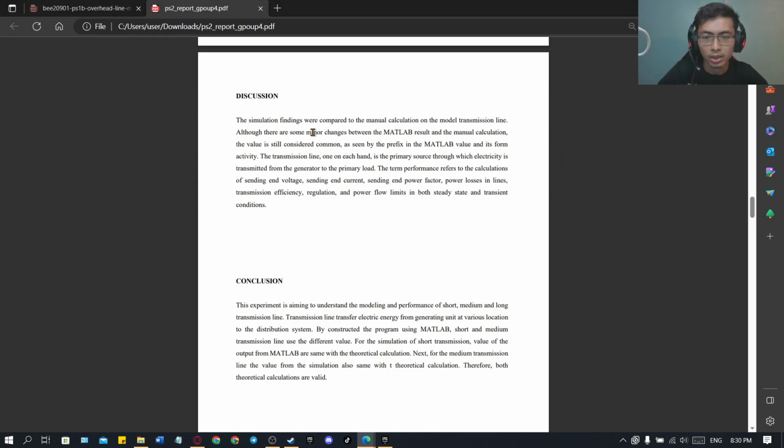That's like what I said. For this experiment, for the short and medium lines, we got the same calculation with the MATLAB and the manual. So I guess that's all for me.